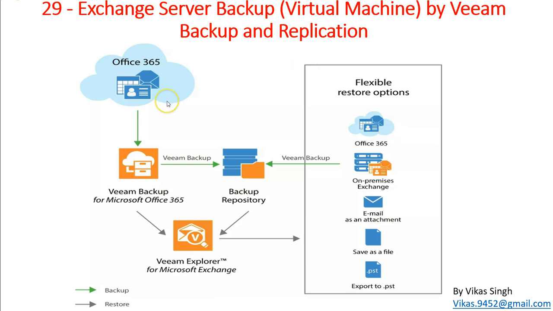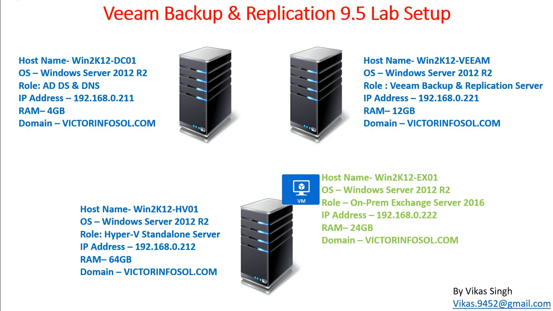So in the last few videos, we have taken the backup of Exchange server physical server, and then we have migrated Exchange server physical server to virtual server. So I'm going to use the same virtual machine here that we have migrated in the last video from physical to virtual, and going to take the backup of Mailbox by using Veeam Backup and Replication. So here is my environment which I'm going to use.